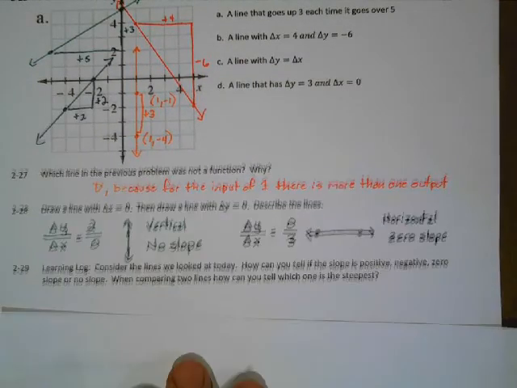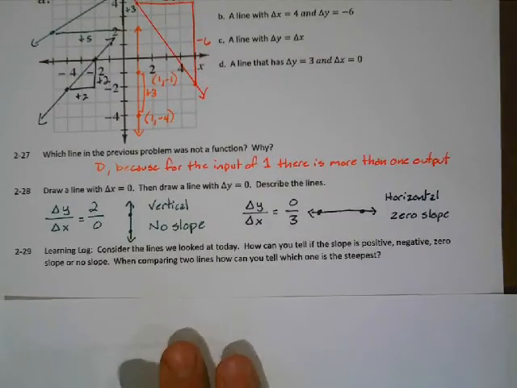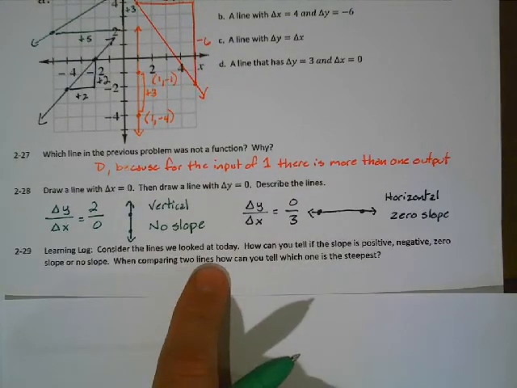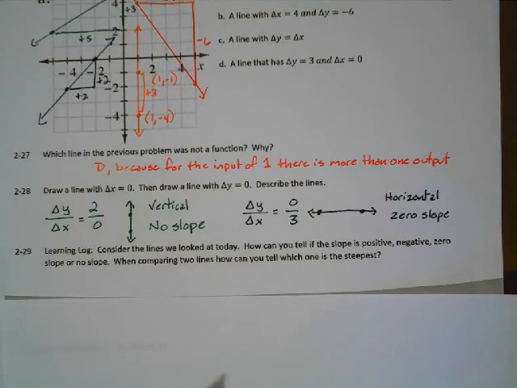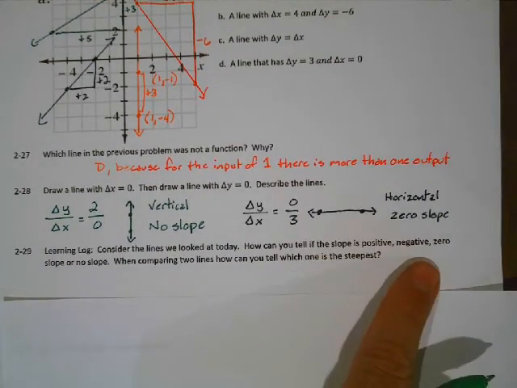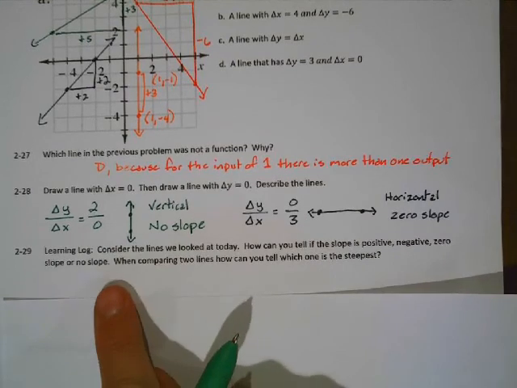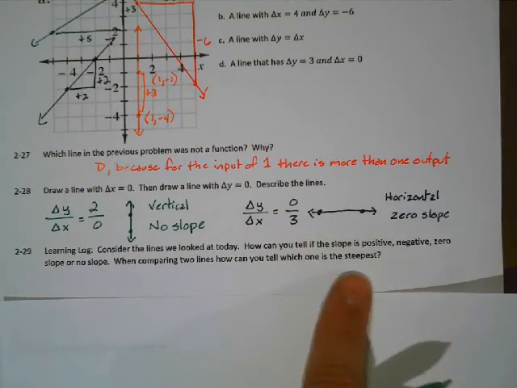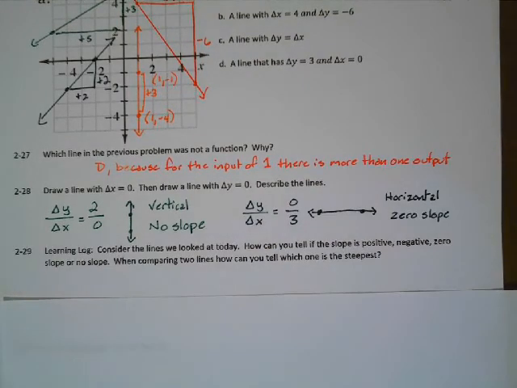All right, so we're to our learning log. This is where you need to write me a few sentences, okay? I want you to consider the lines that we looked at today. All the different lines that we're doing the slopes on. How can you tell if the slope is positive, negative, zero slope, or no slope? So we're just talking about that. Write it down so that it gets in your head. When comparing two lines, how can you tell which one is the steepest of them all? All right, so that's what you're going to answer in a little bit.